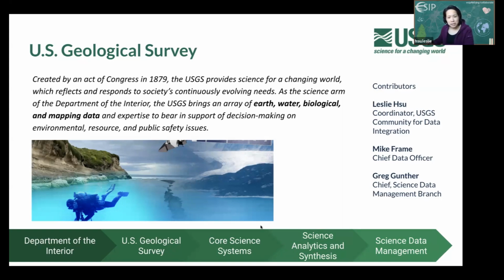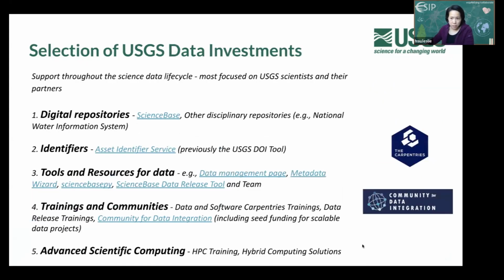On the bottom, you can see a little bit about where we sit. I appreciated the other speakers giving us some context about where these organizations sit and how they're organized. So we are within the Department of the Interior, the USGS. There's 5 mission areas. I myself sit within core science systems, and then there's a science analytics and synthesis program and a science data management branch. The science data management branch manages a bunch of enterprise tools for working with data, but not to forget, there are other disciplinary data investments that are specific to, say, water or earthquakes.